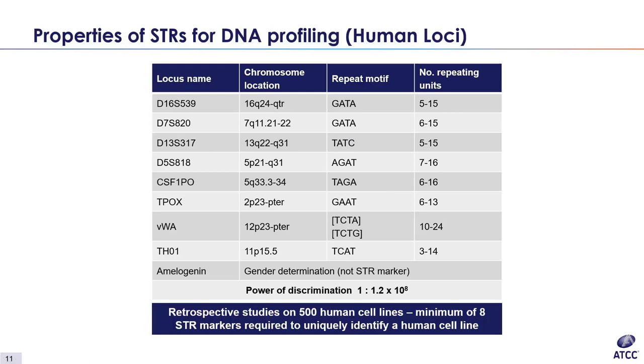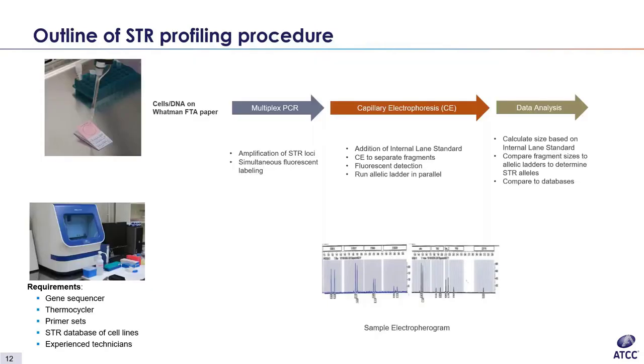The assay really shows its power when you calculate the probability based on population statistics that two cell lines are the same. If you use all 8 markers that are shown here, the power of discrimination, or the probability that two cell lines are identical, is 1 in 120 million. In addition, I forgot to mention, we also use a marker for gender determination, amelogenin. For STR profiling for mouse cells, we use markers at 18 different loci, as Balsam will mention later in the presentation. So I've showed you the characteristics of STR.